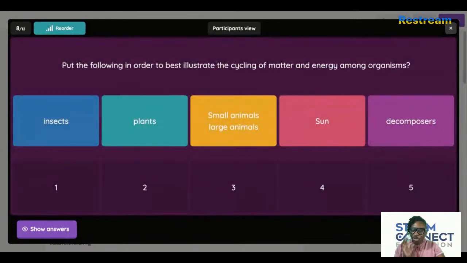Let's do this one. Now, I will tell you, this one is not in the correct order, okay? So I want you to think about the cycling of matter and energy throughout an area. Where would this cycle start and where would this cycle end? So give me the colors. This is not in the correct order. Where would you start?